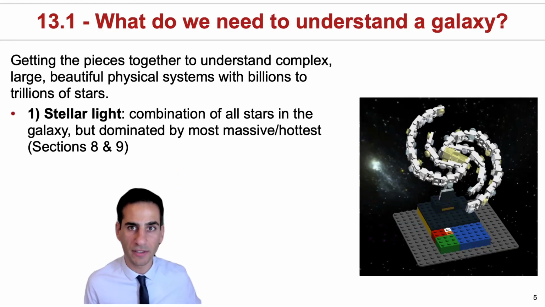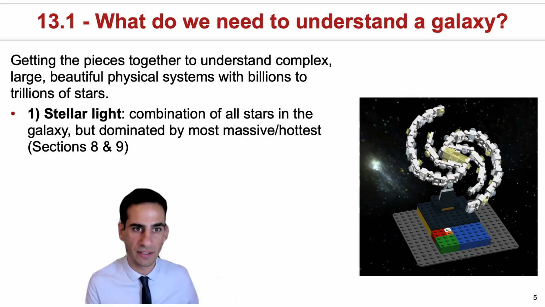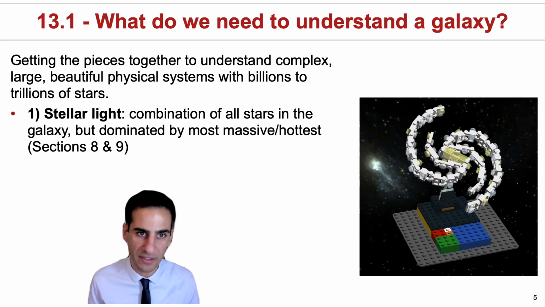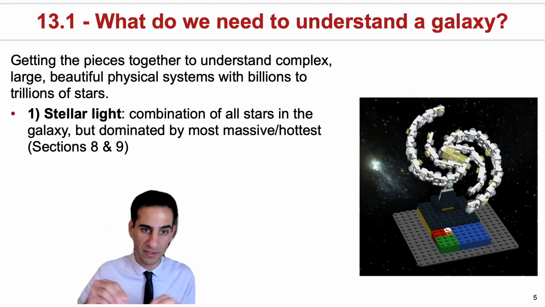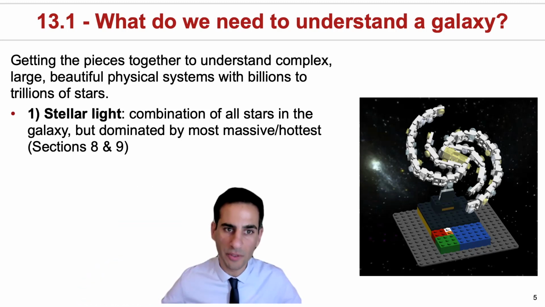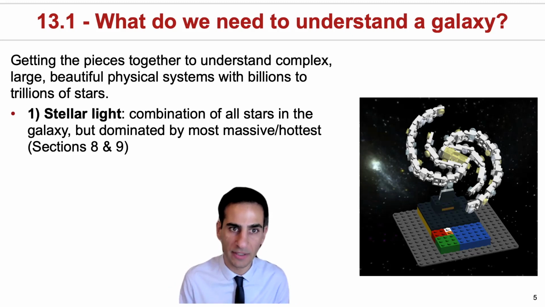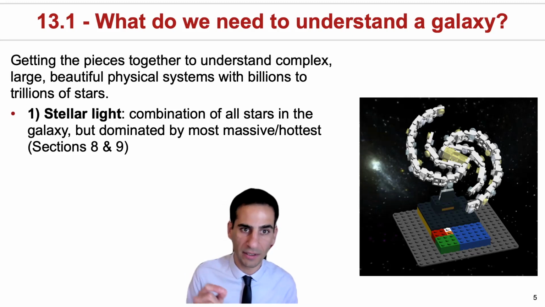So what do we need to actually understand a galaxy? You'll see all the details, as always, in the lecture notes, but it's good to go through at least a basic list of the ingredients you would need to actually understand a galaxy and decompose it into its multiple components. In order to interpret galaxies, understanding stellar light is really crucial. A galaxy will be essentially a combination of all the stars in the galaxy, but the important thing to understand, and if you go back to sections 8 and 9, that becomes even clearer why that is the case.